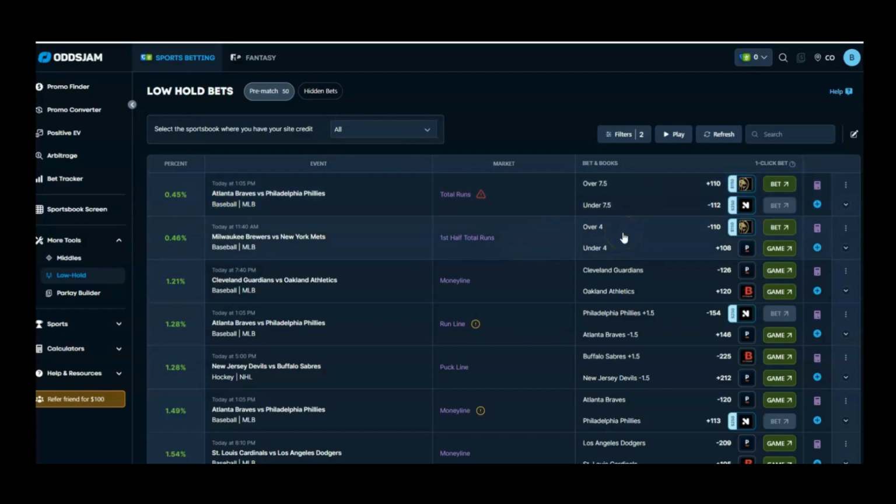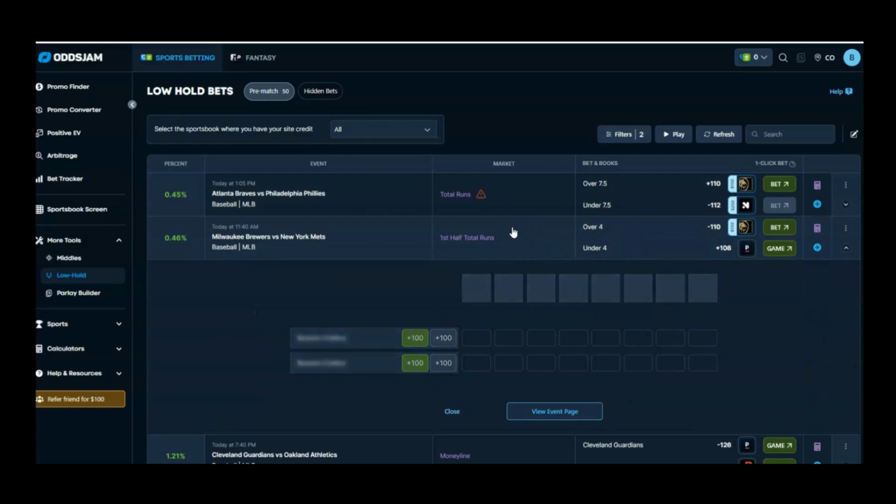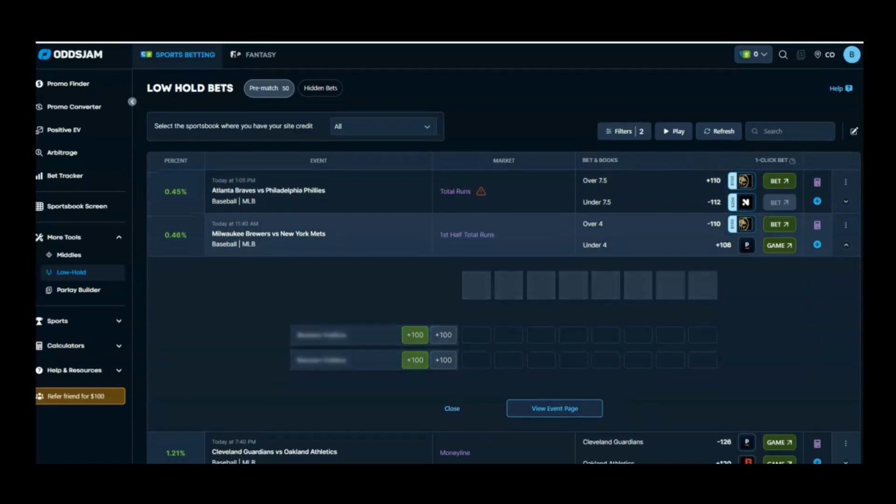What I love about this page is you have the comparisons with an odds-making sports book versus a public sports book. This is a bet I like because you got first half total runs. These guys are at minus 110. These guys are at plus 108. Let's open this up and see what we can find out. We already saw the Braves-Phillies game earlier. Let's take a look at the next one that really fits the criteria that I love.